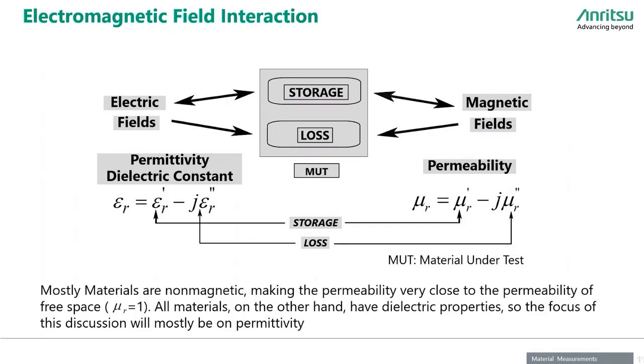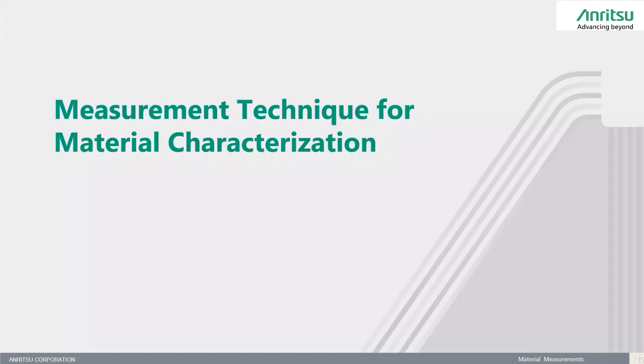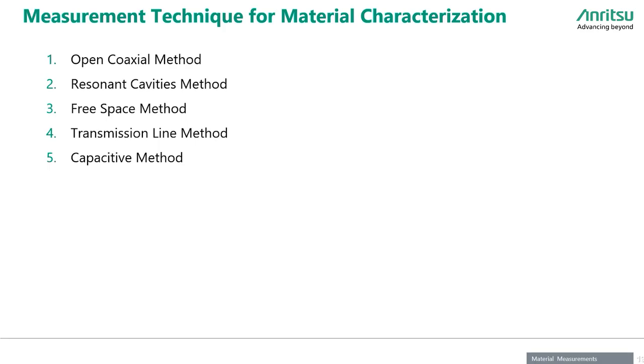Mostly, materials are non-magnetic in nature, making permeability very close to the permeability of free space. However, all the materials, on the other hand, have some dielectric properties attached to them. Now there are different techniques for material characterization. We have the open coaxial method, the resonance cavity method, the free space method, the transmission line method, and capacitive methods as well. If we want to broadly classify these techniques, there are non-resonance based ones, which include open coaxial, free space, and transmission line, and then resonance based ones, which include resonance cavity and capacitor cavities.